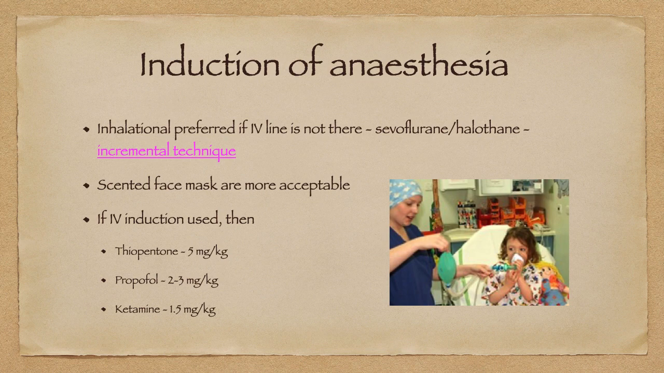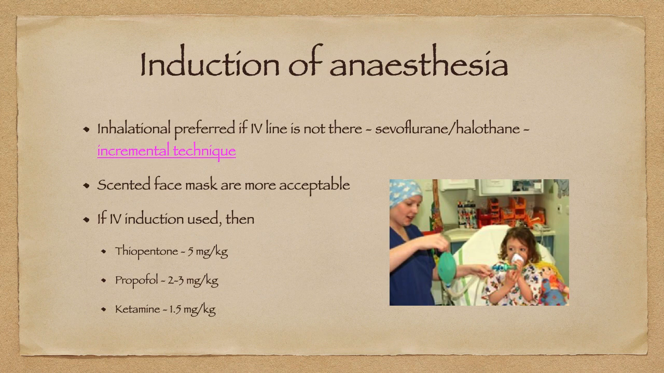So how are you going to induce anesthesia? Inhalational induction is preferred if an IV line is not there. Sevoflurane or halothane is the preferred inhalational induction agent. The technique is called the incremental technique. What is incremental? Slowly you go on increasing the concentration until the child becomes unconscious. A scented face mask is more acceptable.